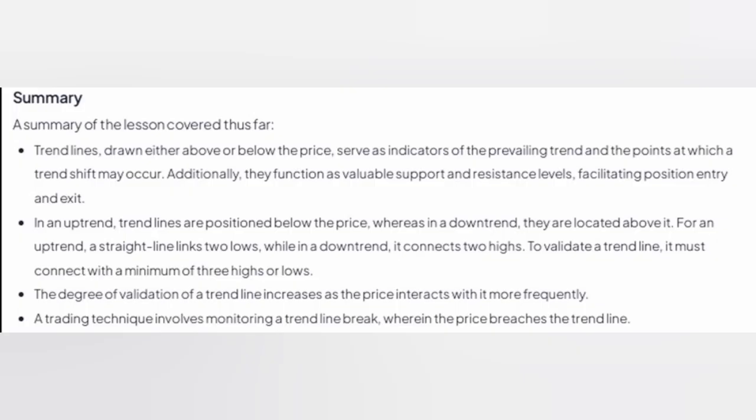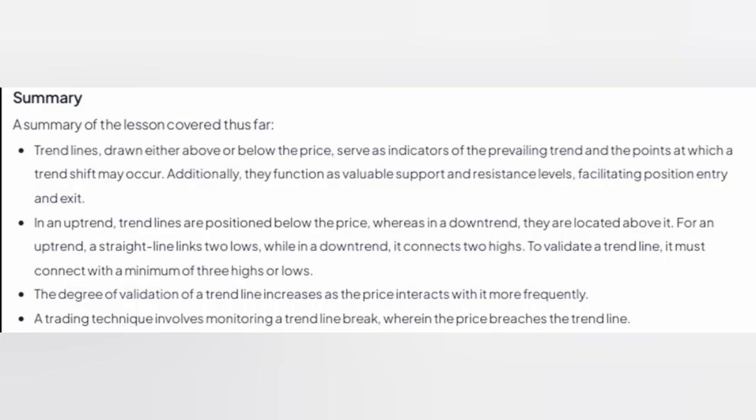Trend lines, drawn either above or below the price, serve as indicators of the prevailing trend and the points at which a trend shift may occur. Additionally, they function as valuable support and resistance levels, facilitating position entry and exit. In an uptrend, trend lines are positioned below the price, whereas in a downtrend, they are located above it. For an uptrend, a straight line links 2 lows, while in a downtrend, it connects 2 highs.